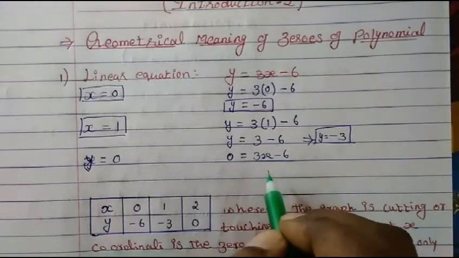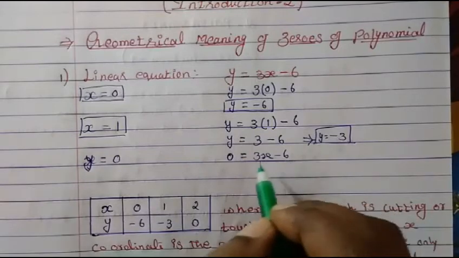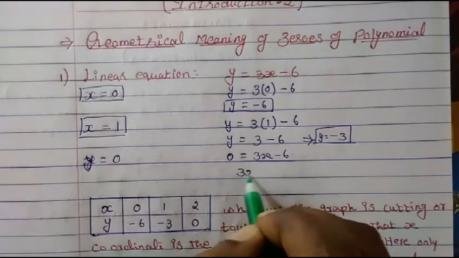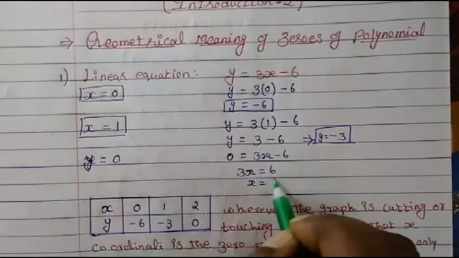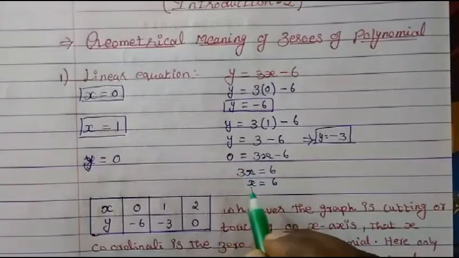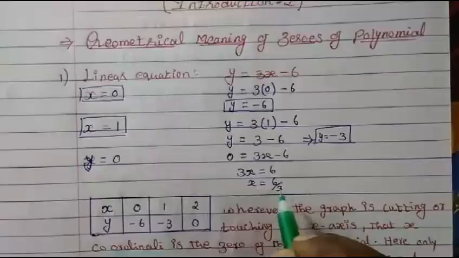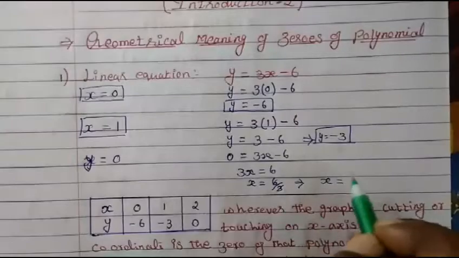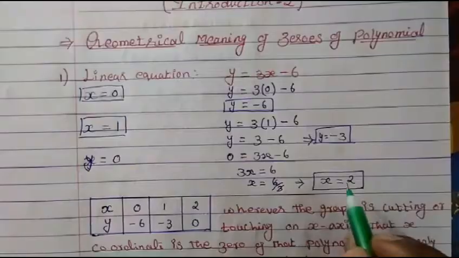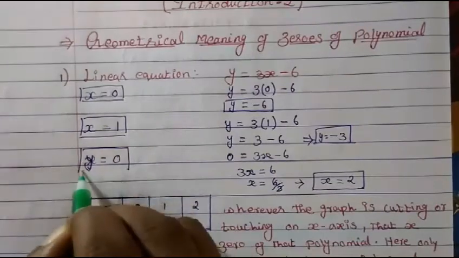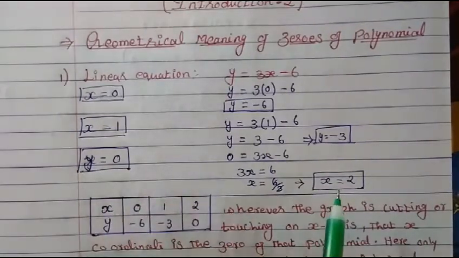Now I have to find the x value. So what will I get? 3x equal to minus 6, which will become plus 6. And then x equal to, when it is in multiplication, when it comes here it will become division. So x I will be getting 2. So now my x value is 2 and y I have taken as 0. After doing this, you can just take 3 values, that is enough.